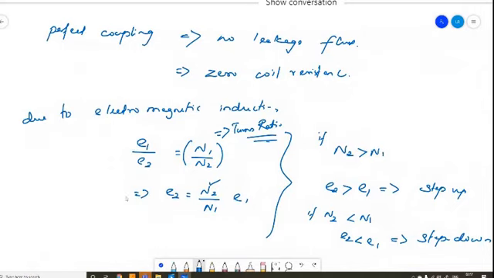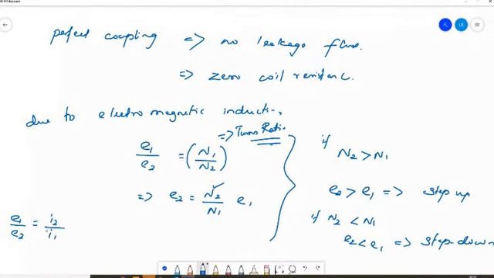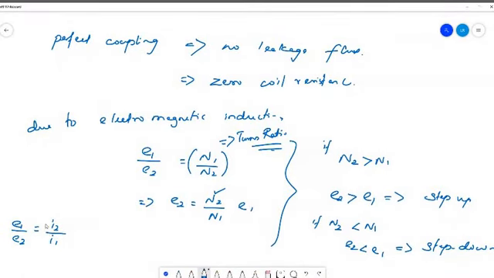So if I want to express it in terms of the input and output current, in this case I can write E1 of t by E2 of t is equal to I2 by I1, which is equal to N1 by N2.